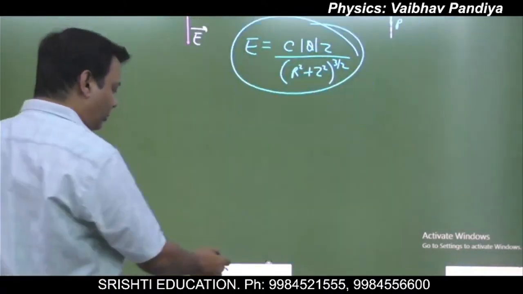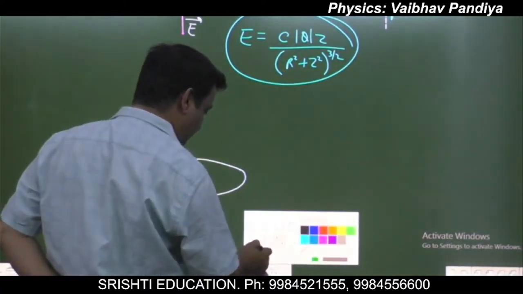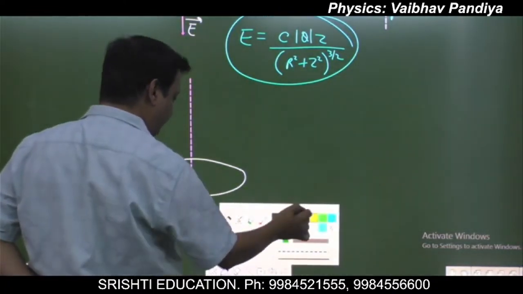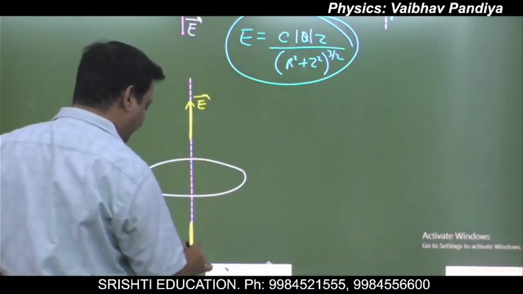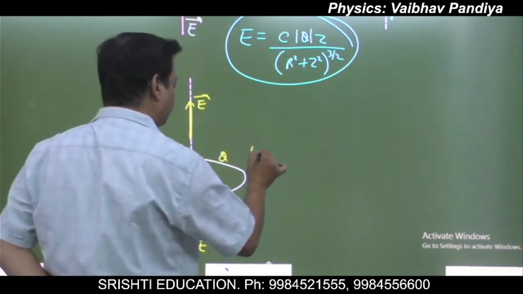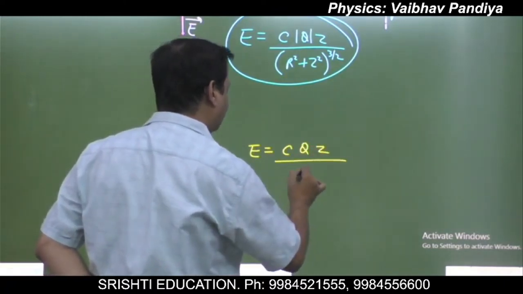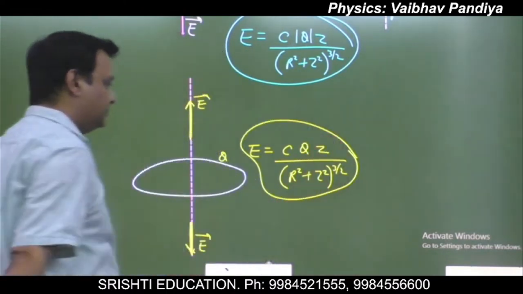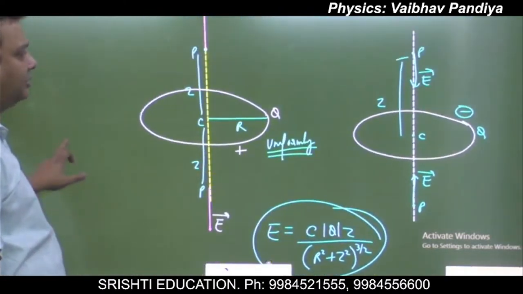When you are not sure about the sign of the charge, you can take the positive charge model, as we always do. But if you're taking a positive charge model, make sure you do not put the modulus sign. So in this case, you can write CQZ by R square plus Z square to the power 3/2. Got it? So this is the value of the electric field on the axis of the uniformly charged ring.